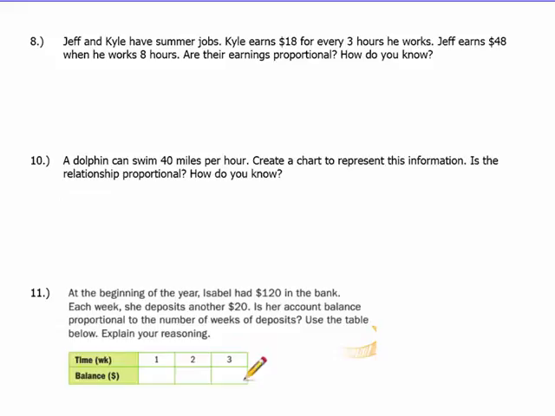Next one, Jeff and Kyle have summer jobs. Kyle earns $18 for every 3 hours he works. Jeff earns $48 when he works 8 hours. Are their earnings proportional? So I have to check the unit rates. I'll do Jeff first just because I have my blue marker. For Jeff, we have 48 over 8, which is $6 per hour.